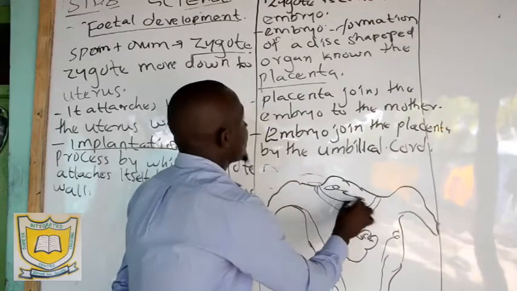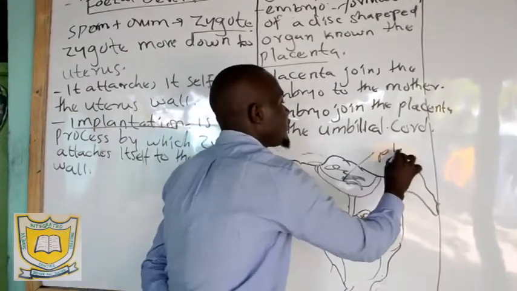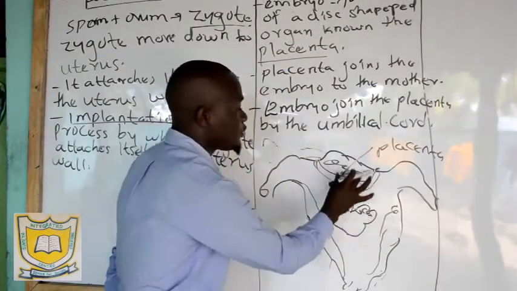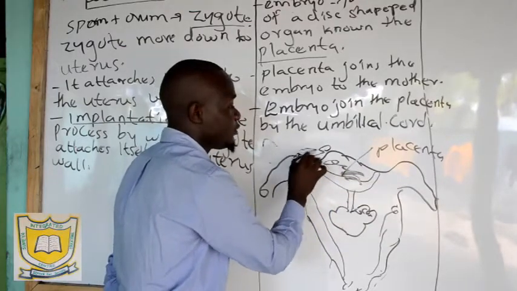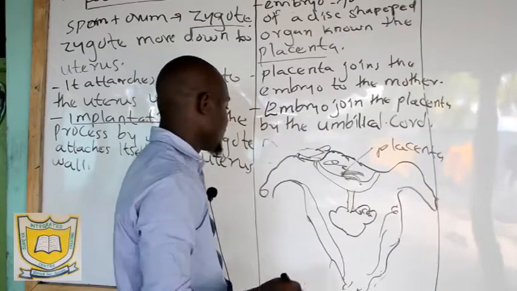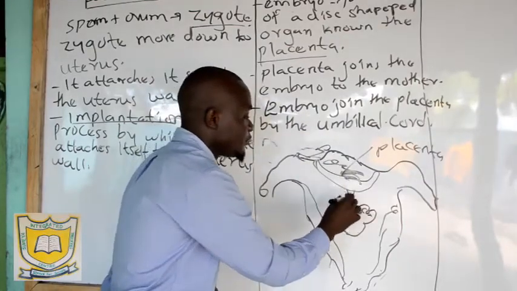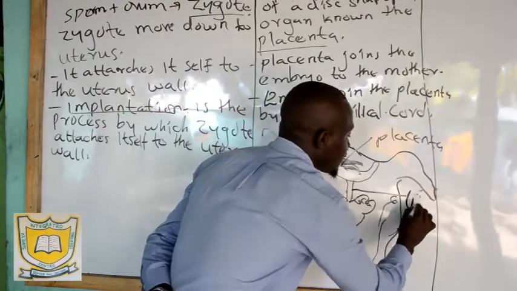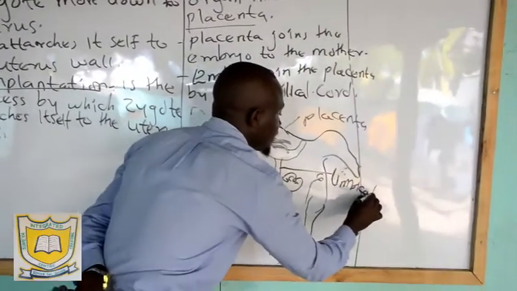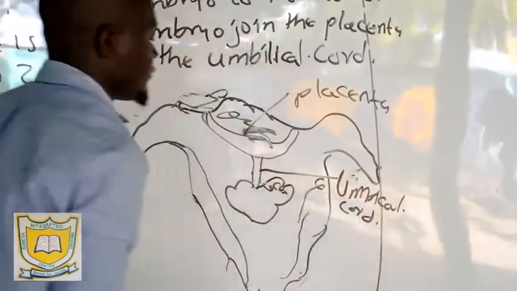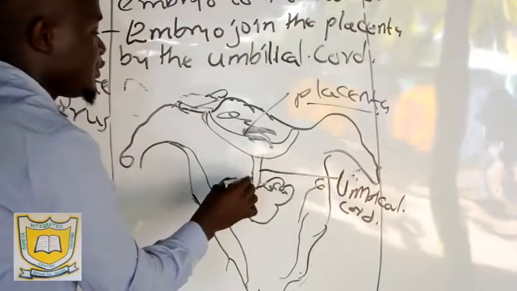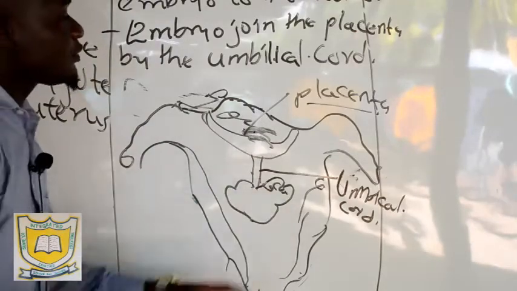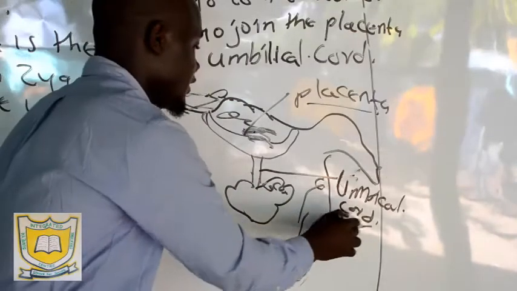Now we have talked about the placenta. This is what we call the placenta, which is joining the embryo to the mother. This is the uterus, the reproductive organ of the female, sorry. This is the placenta, and this is the umbilical cord. And this is the placenta. Between the embryo and the placenta, we have what we call the umbilical cord.